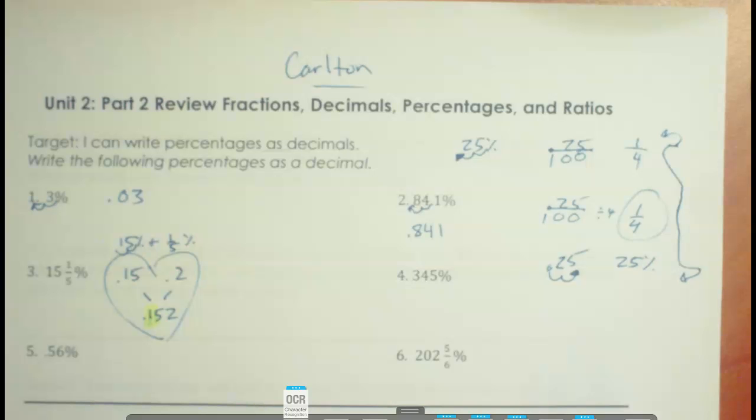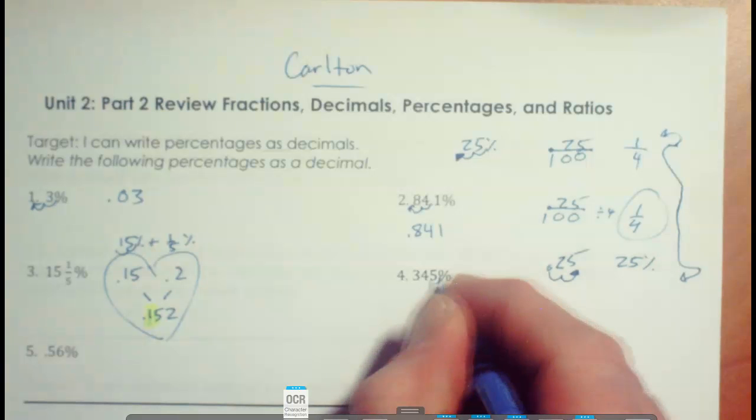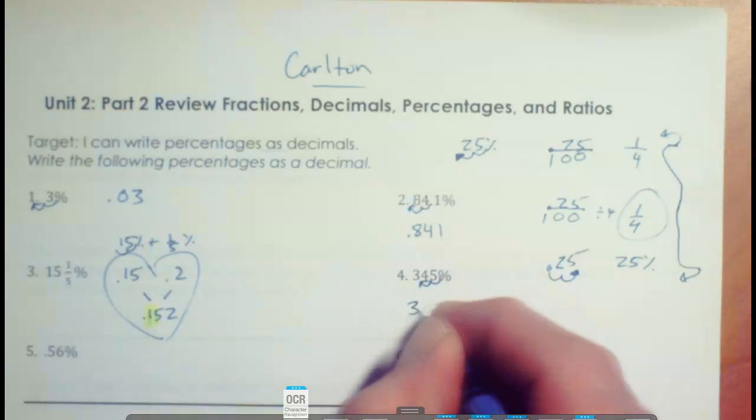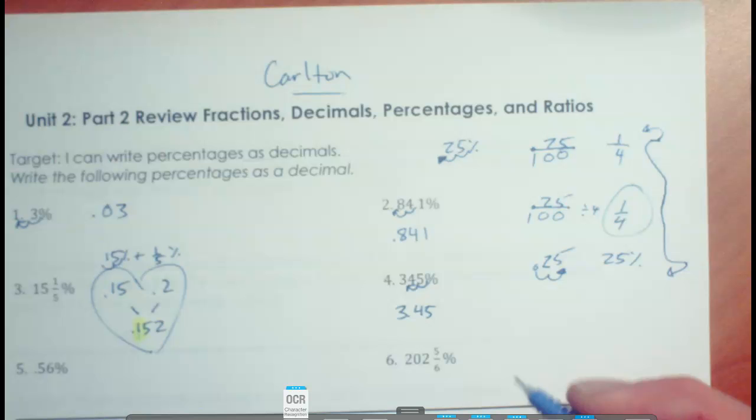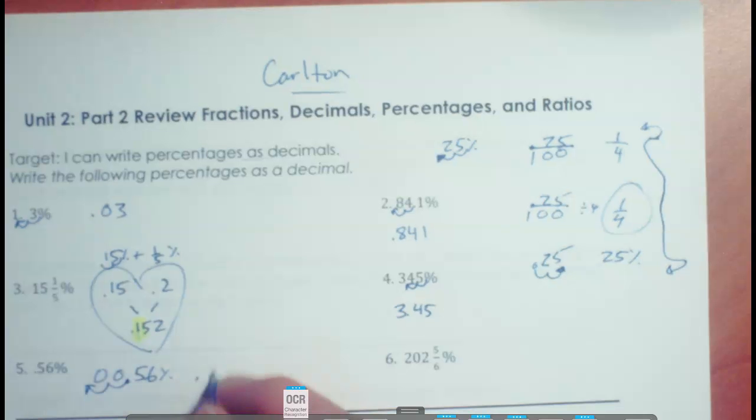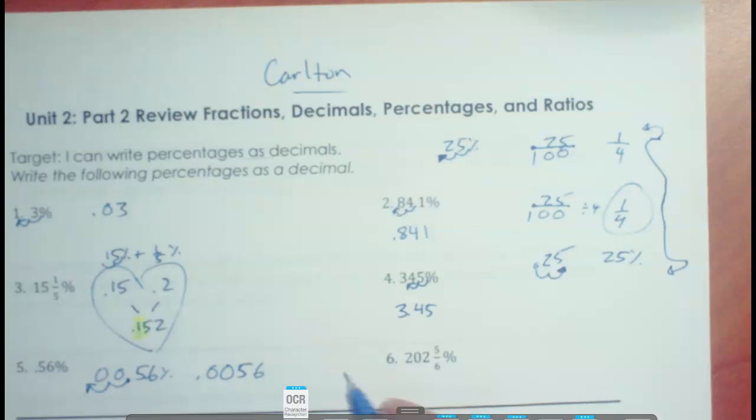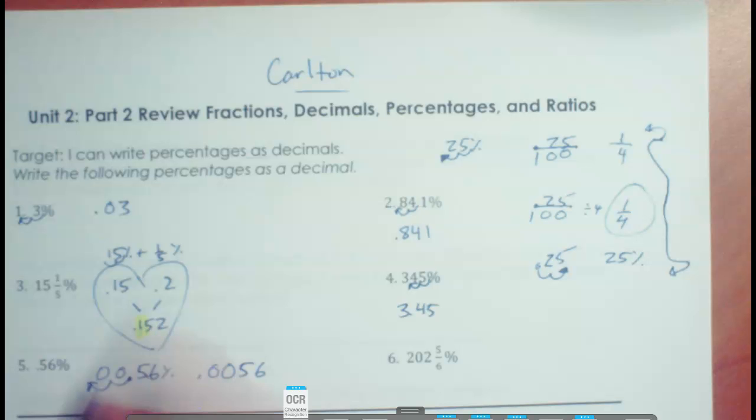Okay, 345%. Again, here's the decimal, 1, 2, 3.45. Okay, 0.56%. Very tricky, Mrs. Carlton. 0.56%. Same thing. When you make a percent, you move it back. You divide by 100, so you get 0.0056. Yeah, that one's a little tricky. But notice, each time, no matter what the problem, we're moving the decimal back 2 places. We're dividing by 100.